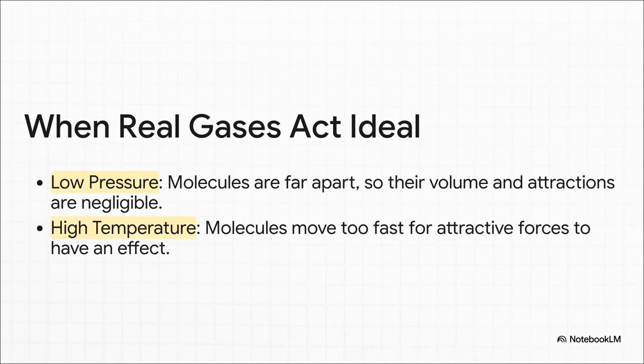But here's the key. The ideal gas law is still incredibly useful because under most normal conditions, real gases behave almost ideally. This is especially true at low pressures, when the molecules are so far apart that their individual size and their little attractions just don't matter. And it's also true at high temperatures, when the particles are moving so fast that they just blow right past each other without time for any attractive forces to take hold.